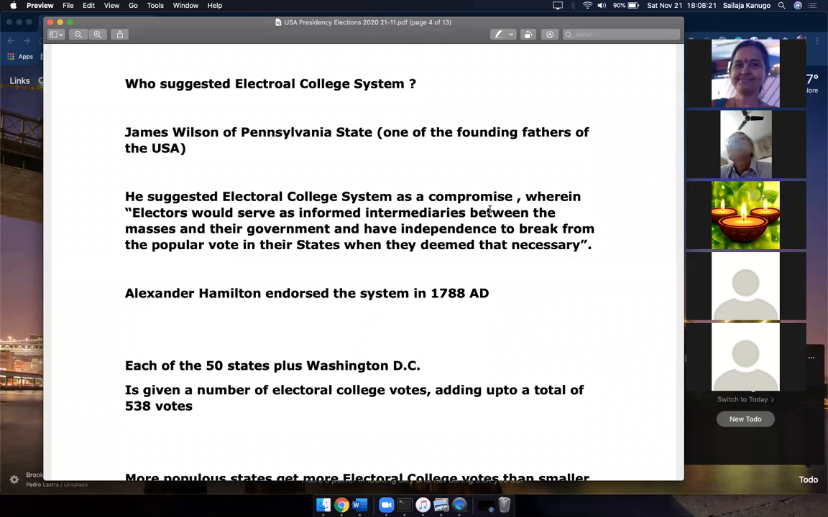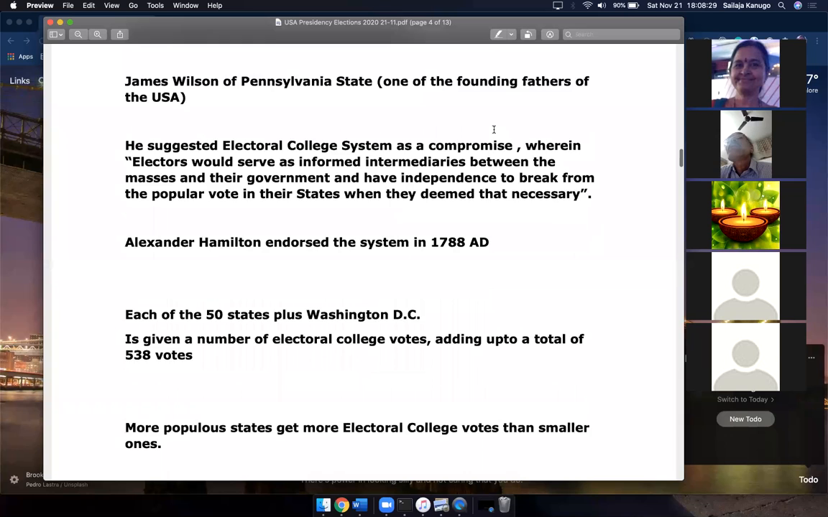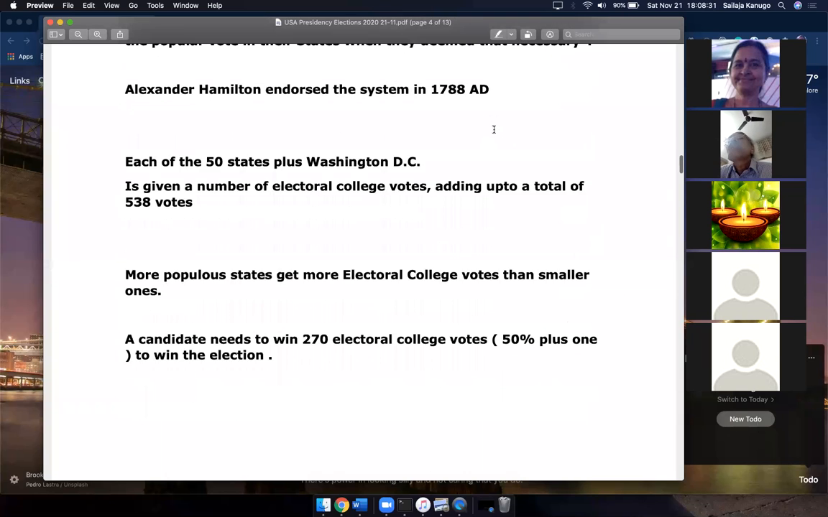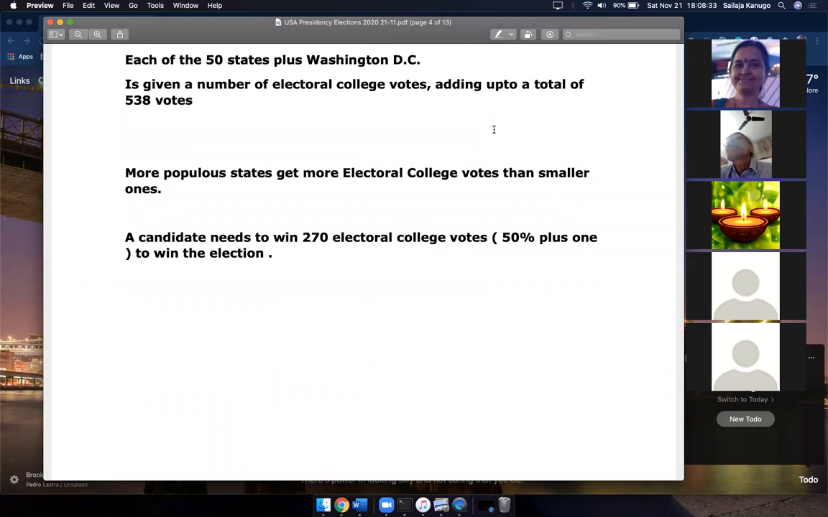Each of the 50 states plus Washington DC are there in these 538 members. Each is given a number of electoral college votes, adding up to a total of 538 votes. More populous states get more electoral college votes than smaller ones. A candidate needs to win 270 electoral votes, 50 plus 1, to win the election.